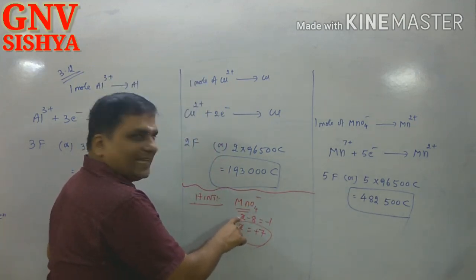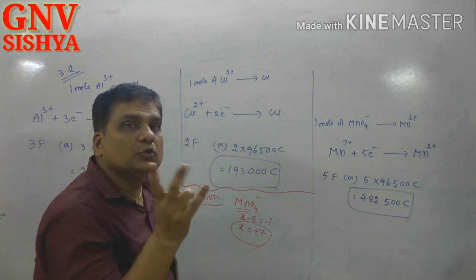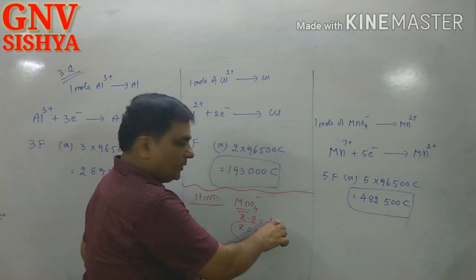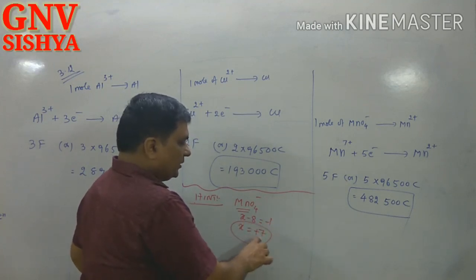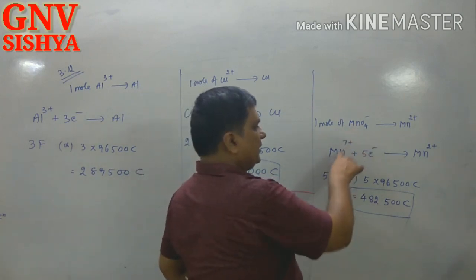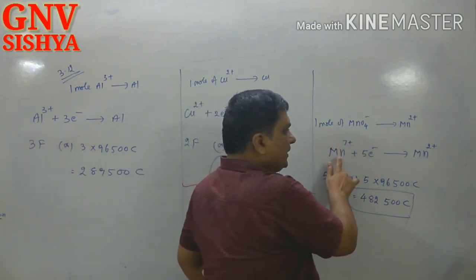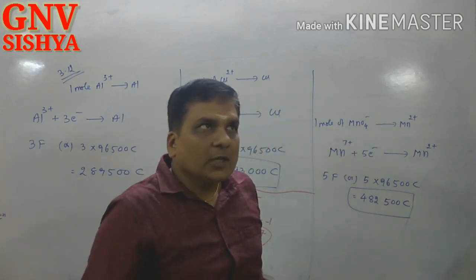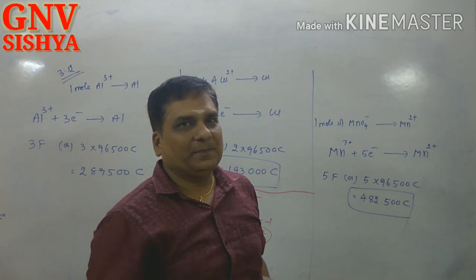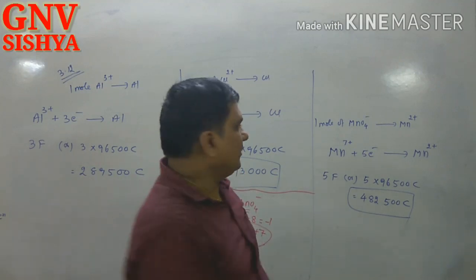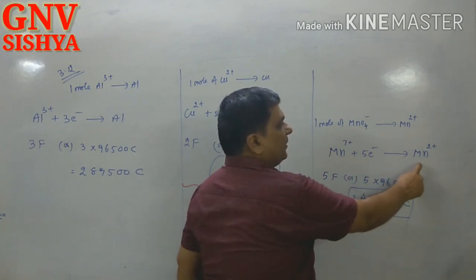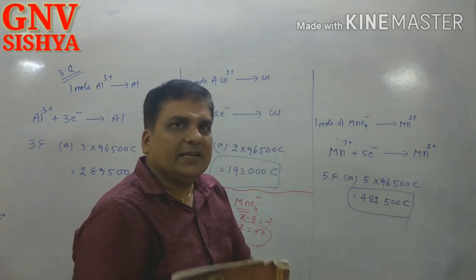MnO4-: manganese X, 1; oxygen minus 2, 4 oxygen minus 8, equal to the charge, minus 1. X minus 8 is equal to minus 1, so X is equal to plus 7. Very easy. We have found out that manganese is present in plus 7. Manganese plus 7 becomes manganese plus 2. What is the change in the oxidation number? 7 to 2, 5. What is the number of electrons involved? Mn7+ gains 5 electrons to become Mn2+. I think the answer is very clear.